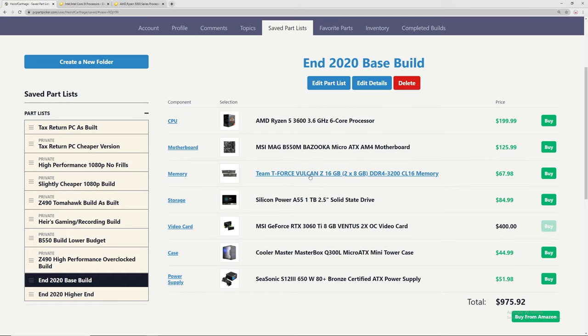I've used this T-Force Vulcan Z before in a build for my uncle. It was good, does the job nice. It even looks pretty good and neutral as well, so I liked it.